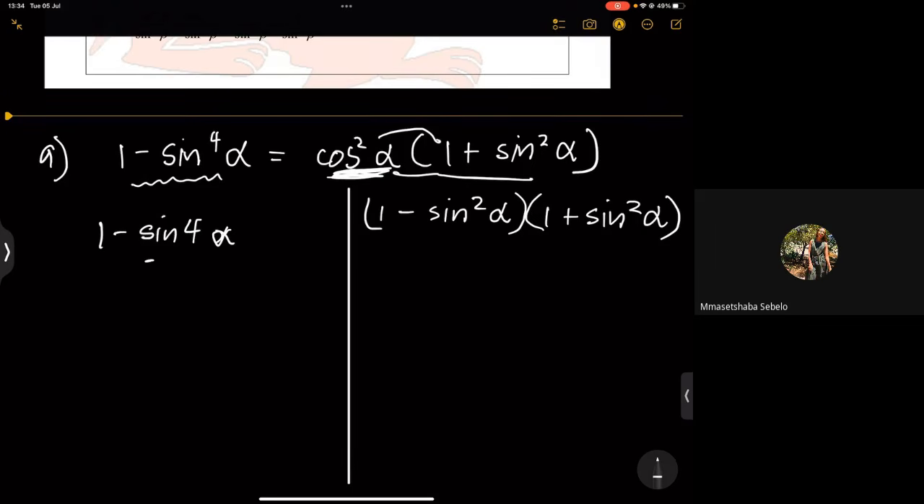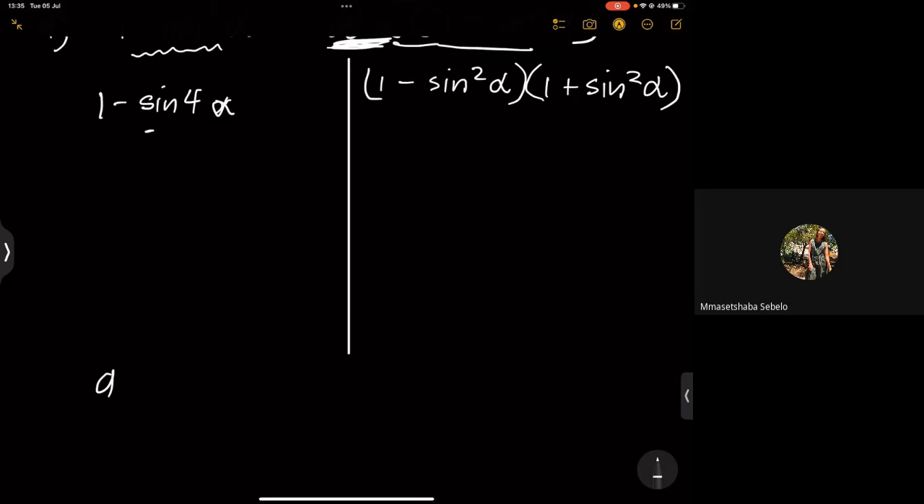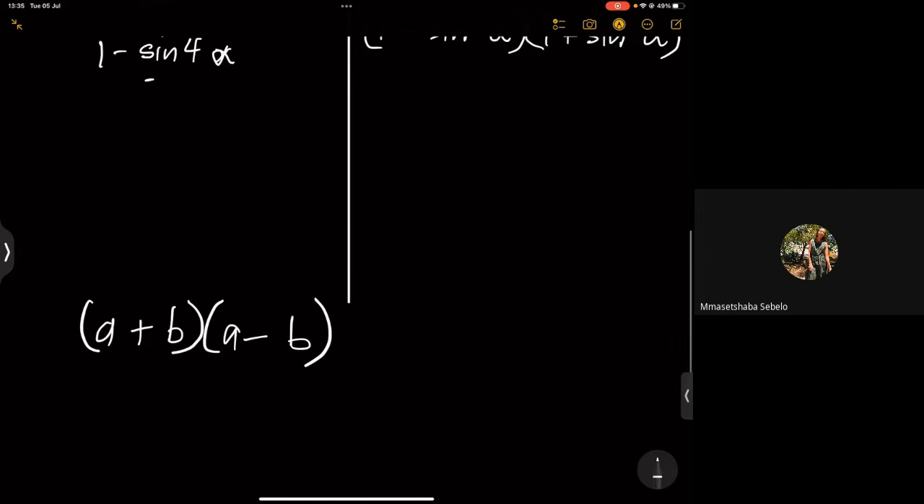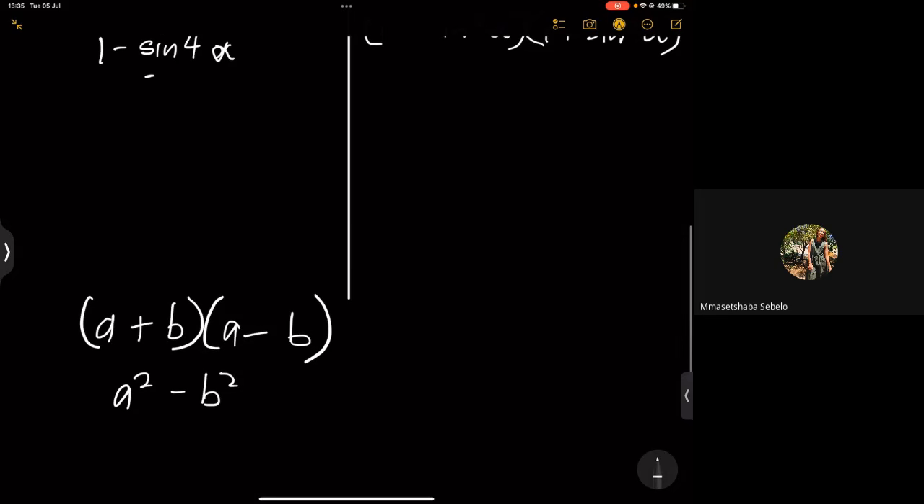So in this case, what I can do is apply the FOIL method again. Of course, this is the difference of two squares, and please, I don't want you to waste time. Remember, whenever I've got two brackets that are exactly the same but with different signs, this is what we call the difference of two squares. So if I've got a plus b, a minus b, I'll end up with a squared minus b squared. And do we know why?